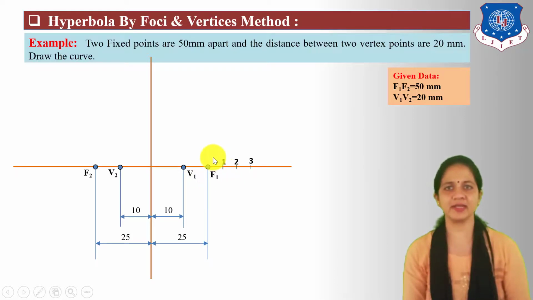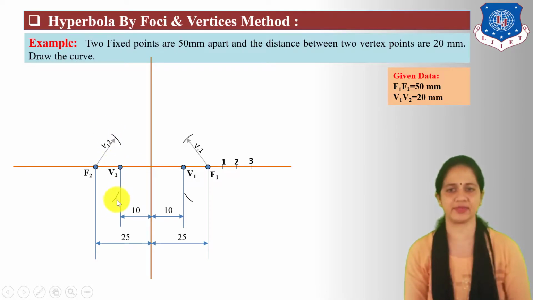Now for finding locus point, first take radius V1-1, center F1 and draw two arcs. One is above the horizontal reference and another is below the horizontal reference. Take same radius for this quadrant. Take center F2 and draw two arcs. One is above the horizontal reference and another is below the horizontal reference.